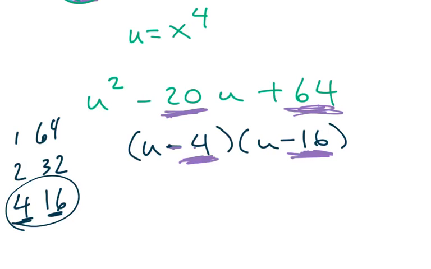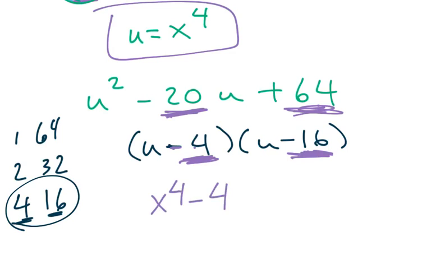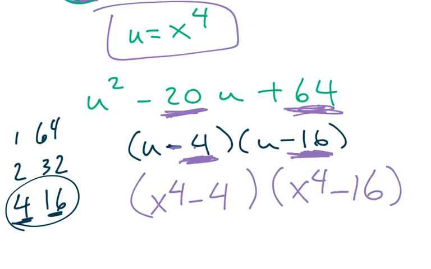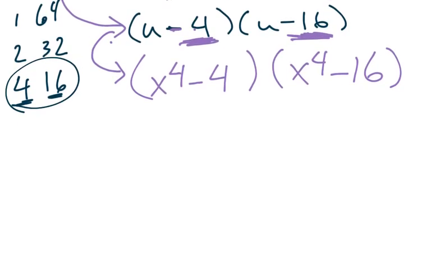Okay, so that works. But remember, u is x to the fourth. So what I really have is x to the fourth minus 4 times x to the fourth minus 16. Again, if that's not clear, I'm just substituting back x to the fourth for u. Now, what can I do with this?